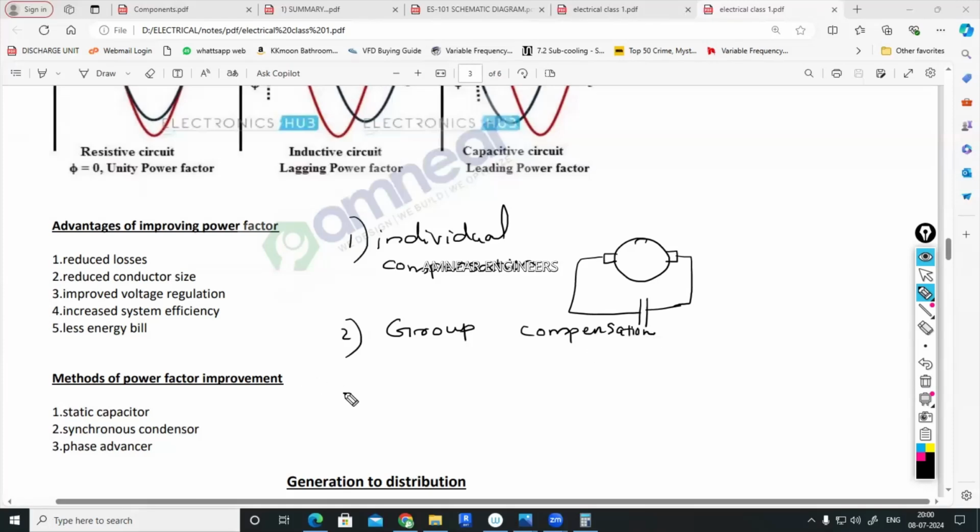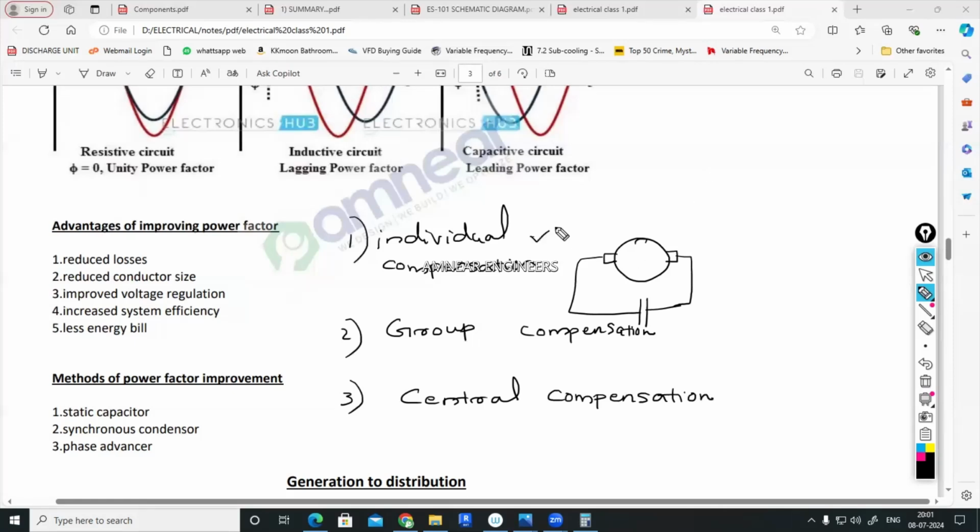Then suppose inside my building I have plenty of inductive loads, different types of inductive loads. For all of them, I need to compensate the reactive power or maintain the power factor always centrally. So there I use the central compensation method. An APFC or a capacitor panel can be used.